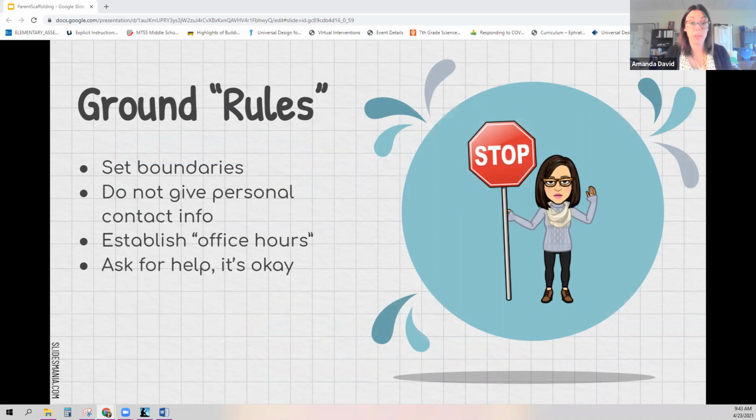There are some ground rules that should be put in place when it comes to parent communication, and these things need to be put in place at the start of the school year. Generally, those ground rules are setting boundaries. Do not give your personal information to parents. Establishing a form of office hours and asking for help, because that is okay. And we're going to dig a little deeper into those.